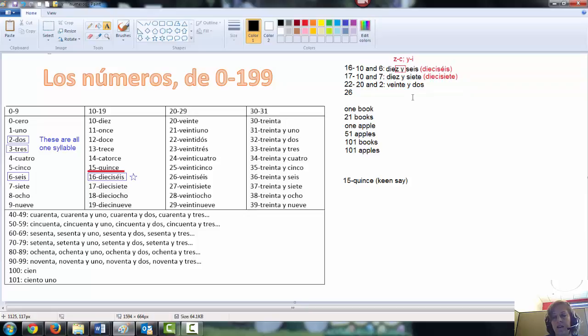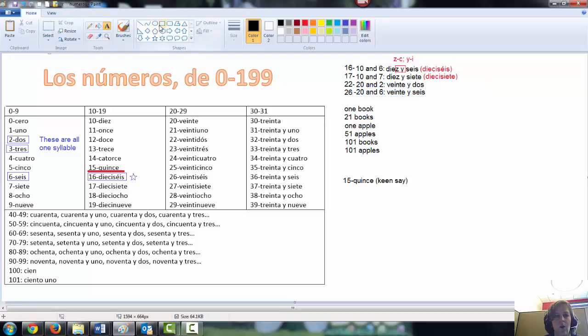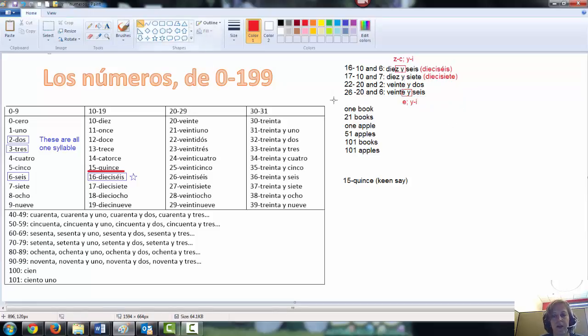And when you do that, let's go ahead and write out 26 so I can write below what the change would be. 26 would be 20 and 6, which would be veinte, y, seis. Okay, so when I mush my 20s together, what you're going to do is drop your E and change your Y to an I. So here's my E, and then I'm going to change my Y to an I, and I'm going to put a little X over my E because I'm going to get rid of it.